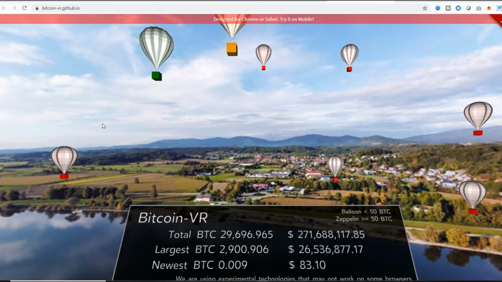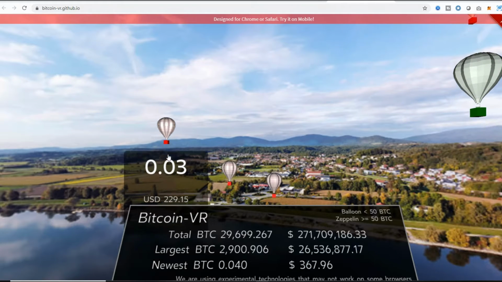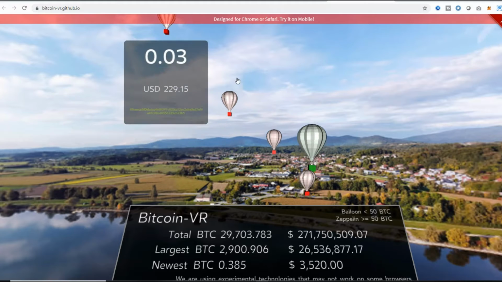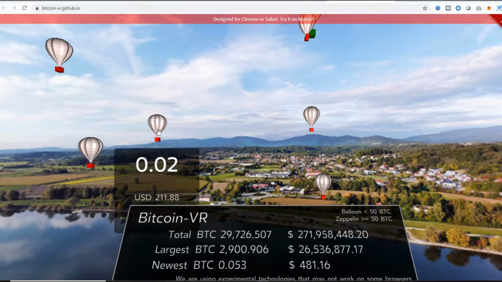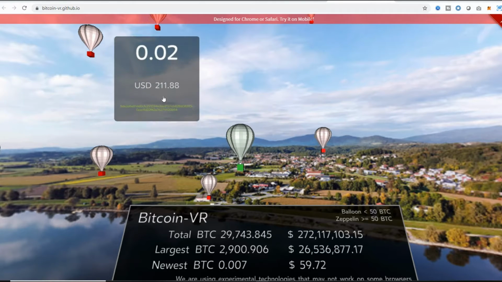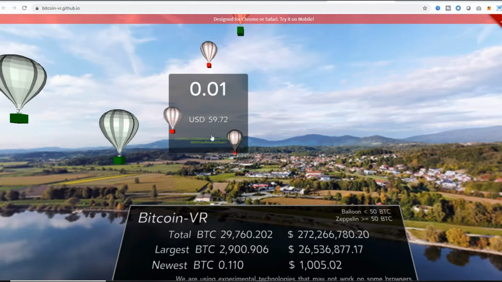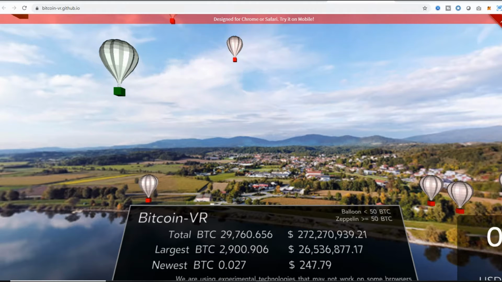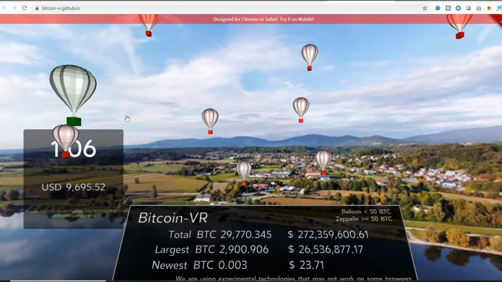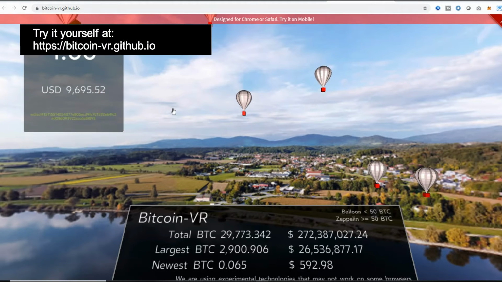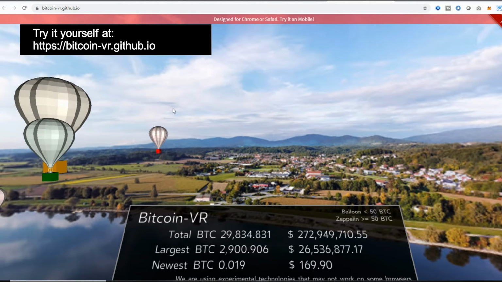In this specific case, balloons are transactions that are less than 50 Bitcoins in size. For instance, this was 0.03 Bitcoins. This one's 0.33 Bitcoins. Here's another one of 0.02 Bitcoins. And in all of these you can see how much that would be in US dollars. You can even see the block hash and the specific transaction hash for that transaction. All that information is available on this visualization. You can find this visualization at bitcoin-vr.github.io.